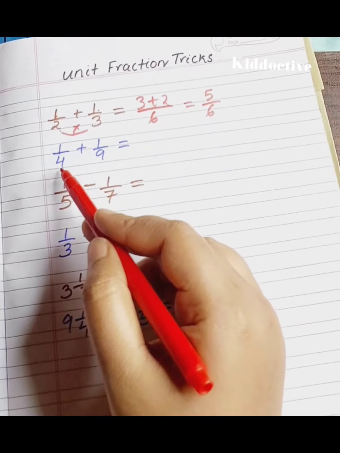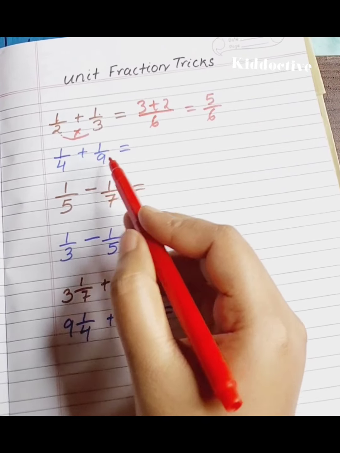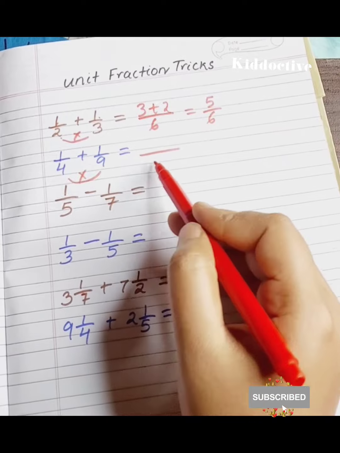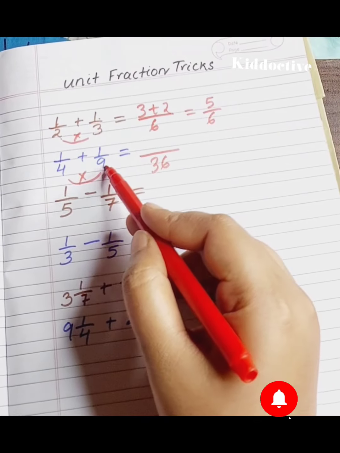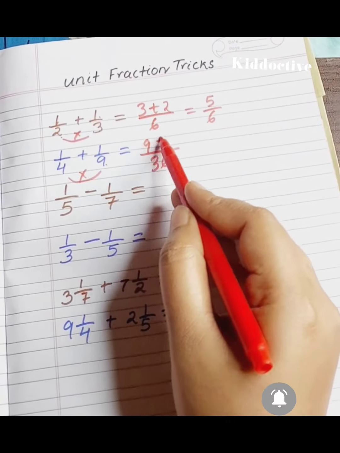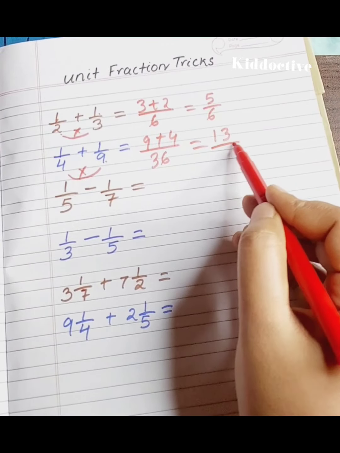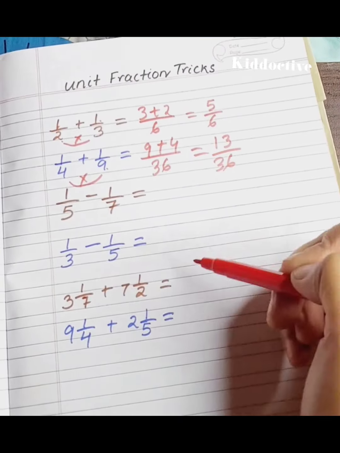Now coming to 1 upon 4 plus 1 upon 9. So what are we going to do first? For the denominator, 4 9s are 36. Then 9 1s are 9 plus 4 1s are 4 equals 13 upon 36.